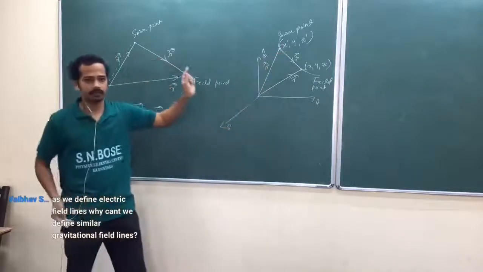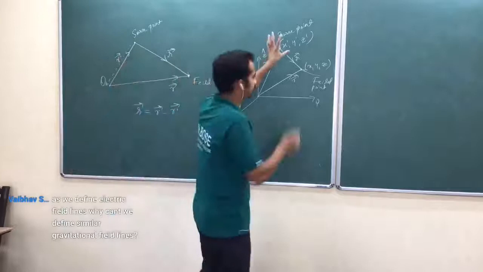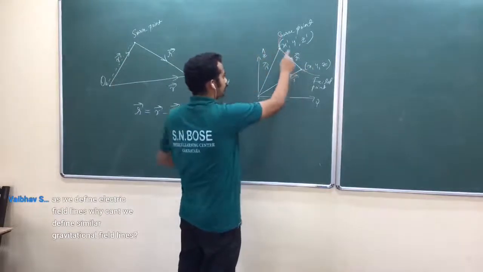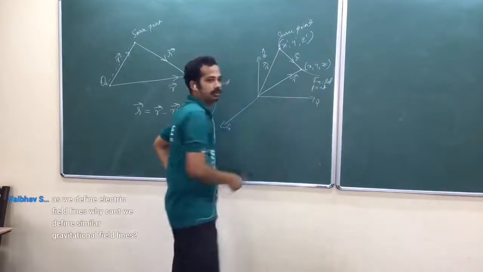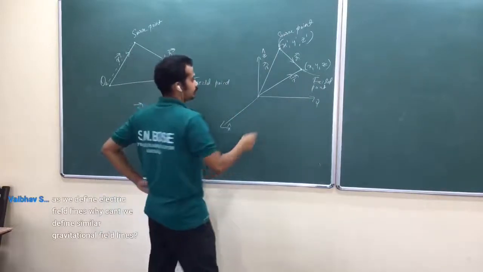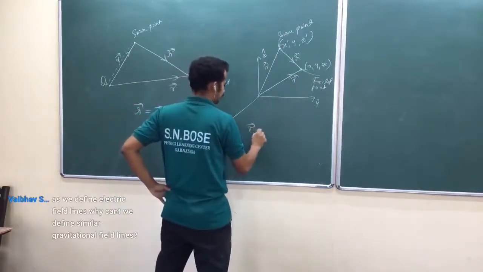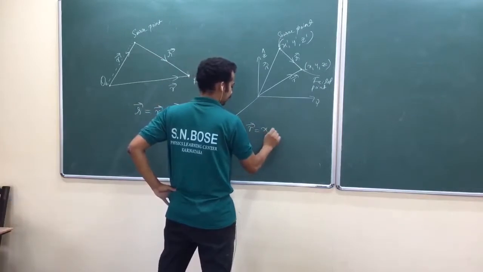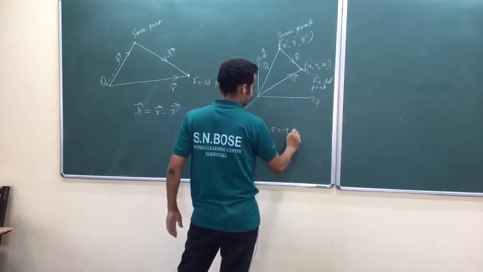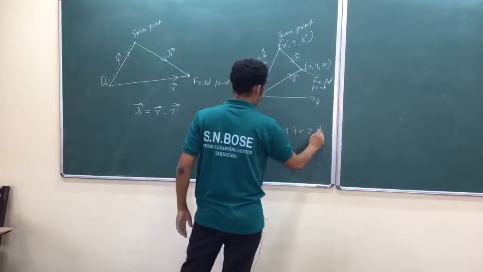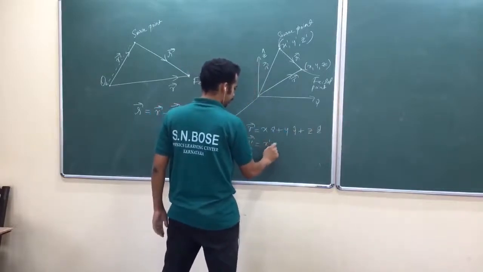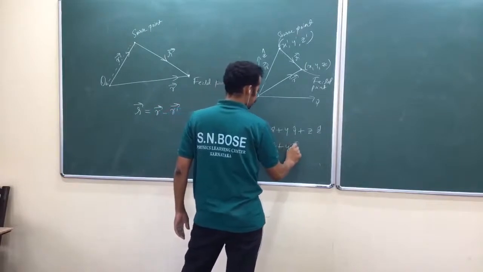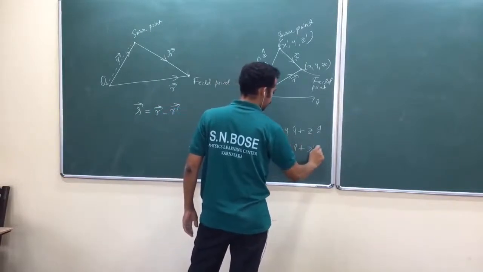Okay? So mentioning those things separately is very important. Field point, source point. Source point is the primed coordinate. Field point is unprimed. Okay? So now look here. R vector I can write as x into x cap plus y into y cap plus z into z cap. So R prime vector is equal to x prime into x cap plus y prime into y cap plus z prime into z cap.